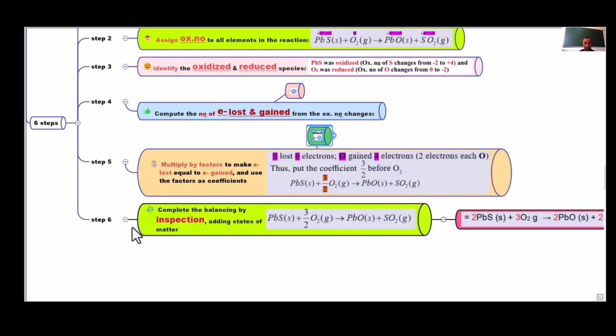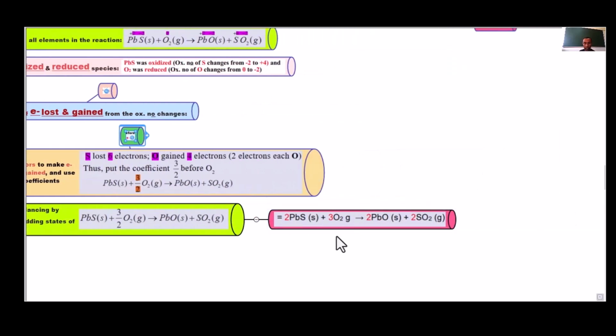And then step 6 is to complete the balancing by inspection, adding states of matter. Finally, you will get this chemical reaction, and to avoid this fraction, you can multiply the whole reaction by 2, resulting in this chemical reaction. Check whether this chemical reaction is balanced or not by using the inspection method. This is the way of balancing a chemical reaction by using change in oxidation number.